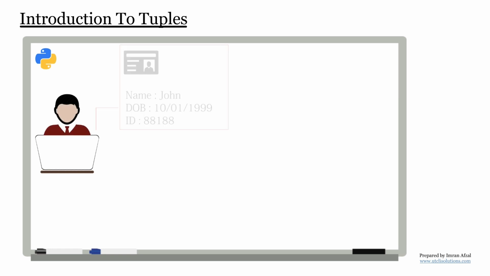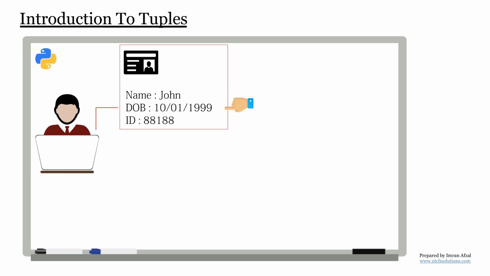For example, if you are creating a system that stores people's personal details, for each person's detail include their name, date of birth, and ID number. Since those details do not change, you can store them in a tuple.